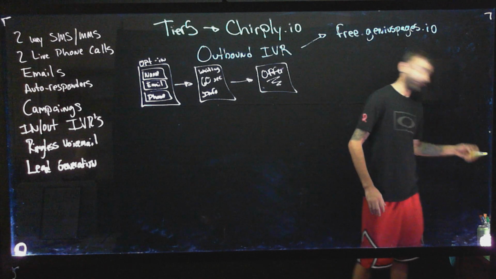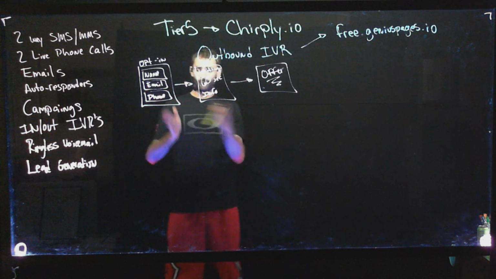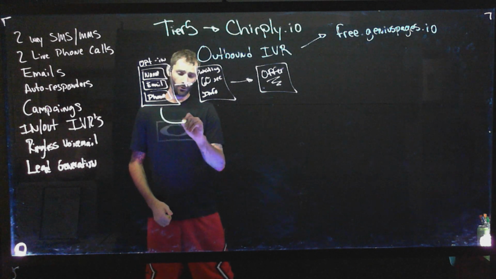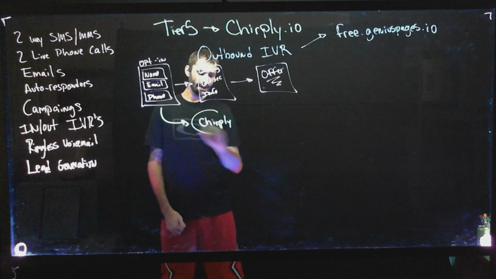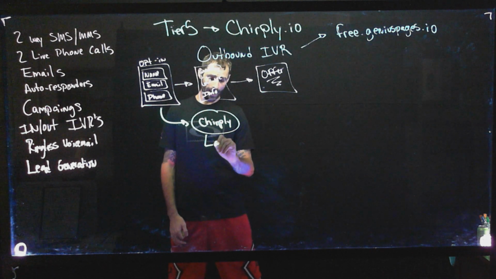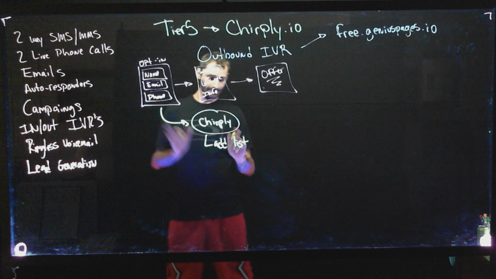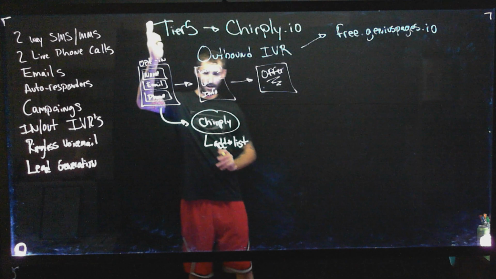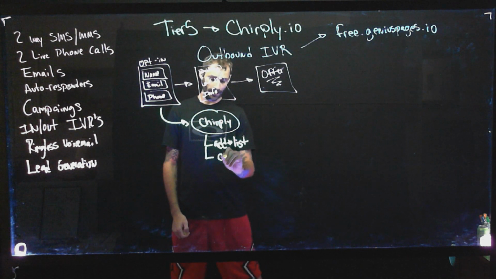Now I'm going to show you how everything is actually working. Once you opt into this funnel, I'm going to send your information to Chirpley. What Chirpley is essentially going to do is add you to a list so that I have a list of all my leads here. Any lead that comes through this funnel is going to be added to this list. Then Chirpley is going to add you to a campaign.